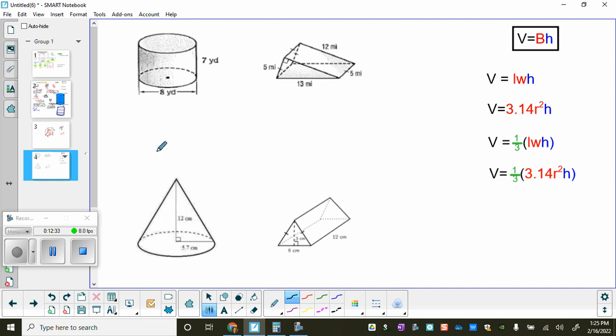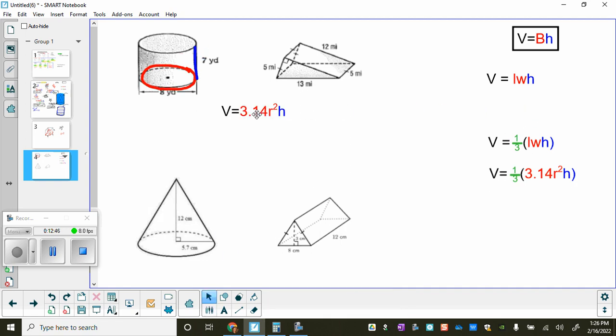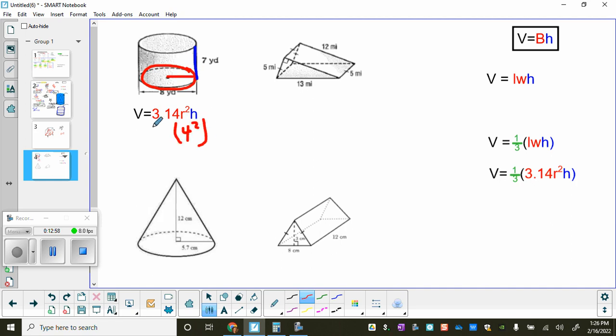On this one, we have a cylinder to start out. So the cylinder, we've got the circular bottom, so that's going to be the pi r squared part. Then we're going to do times the height, which is the 7. So that's going to be this formula right here. We've got pi r squared, that's the red circle, then times the height. The radius in this one's going to be a 4, so we've got the 4 squared times pi. And then the height would be the 7.